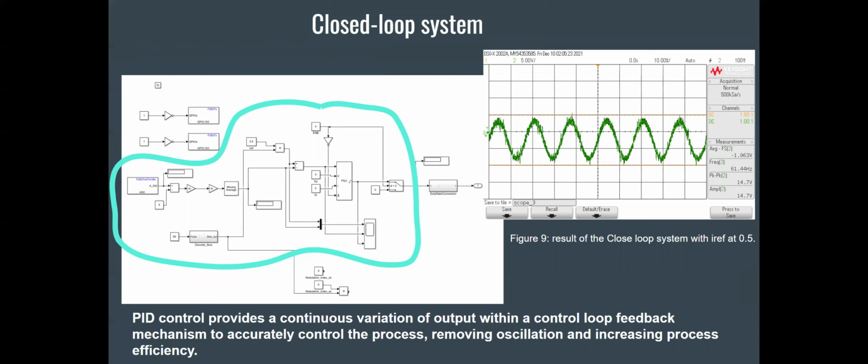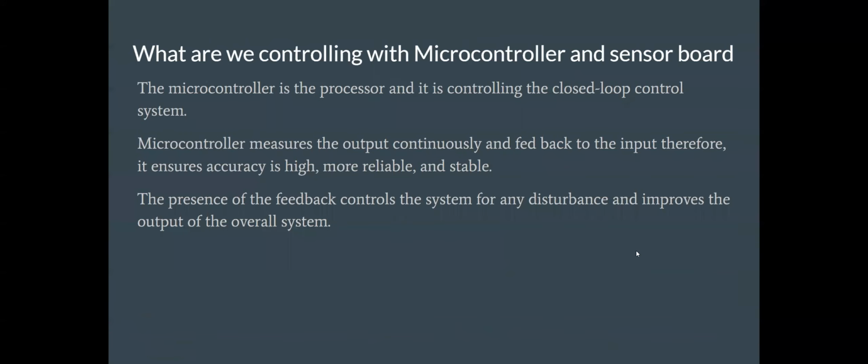For the closed loop control system, we used a PID control that provides a continuous variation of the output with a control feedback mechanism to accurately control the process, remove oscillation, and increase process efficiency. The result of the closed loop control system can be seen in figure 9. The oscillation is pretty nice, and we reduce the noise. We use the IRF at 0.5 to get the result.